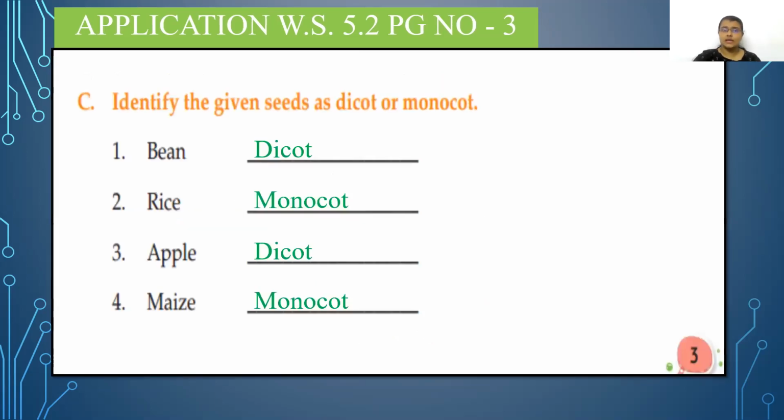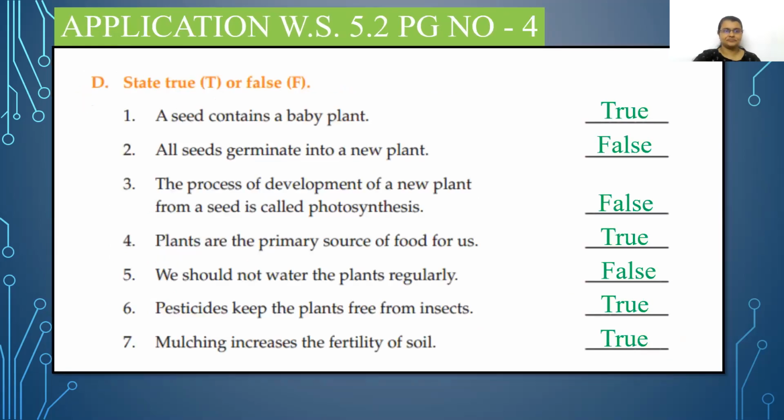Now C1, identify the given seeds as dicot or monocot. First one, bean, is a dicot seed. Second one, rice, is a monocot seed. Third one, apple, again it is a dicot seed. Fourth one, maize. It is called a monocot seed. Now D1. State true or false.